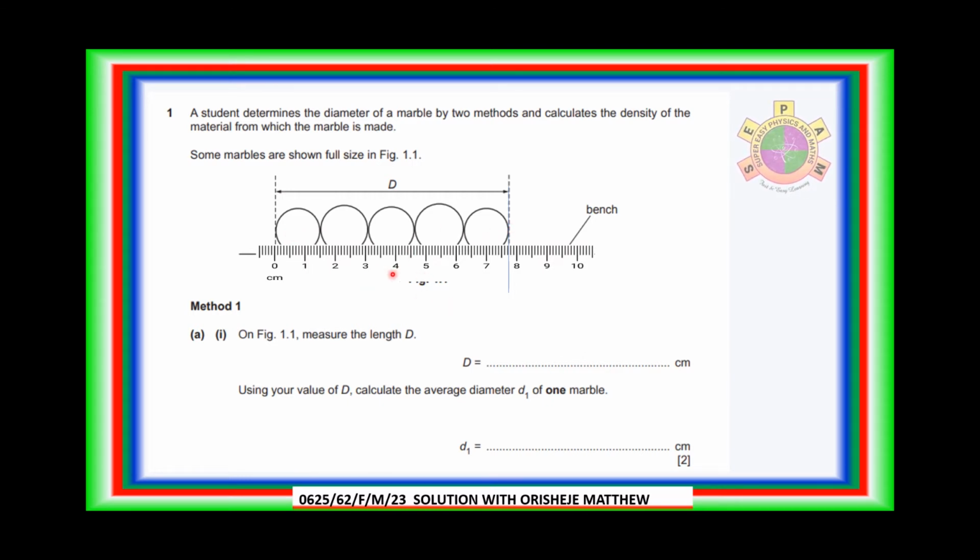So what is the length of these 5 pieces of marble put together? So you have this value here, which is 7.5, 7.6, 7.8 cm.